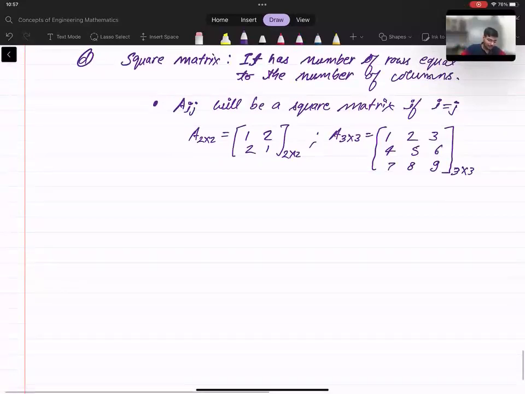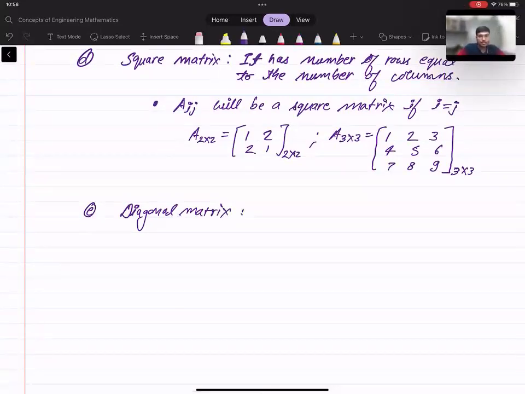Now the next type is diagonal matrix. What happens in diagonal matrix is any matrix in which all the elements except the principal diagonal are 0. Remember, the diagonal matrix will first be a square matrix. So any square matrix in which all the elements except the principal diagonal are 0 is known as a diagonal matrix.